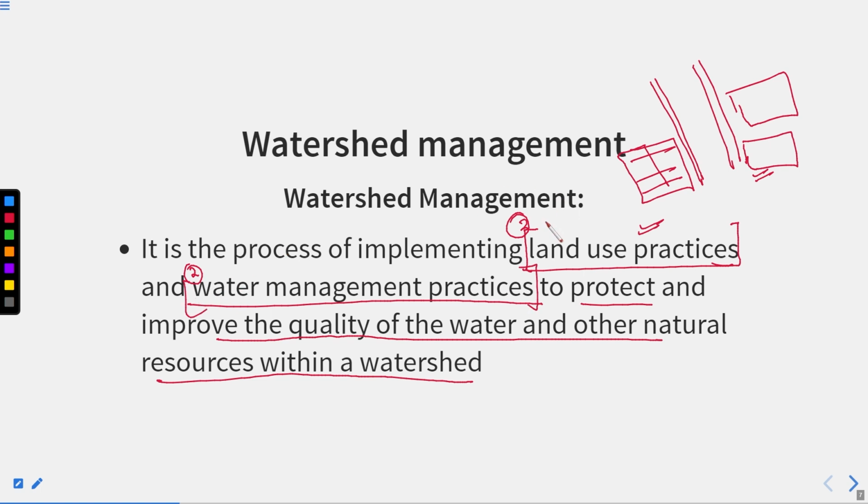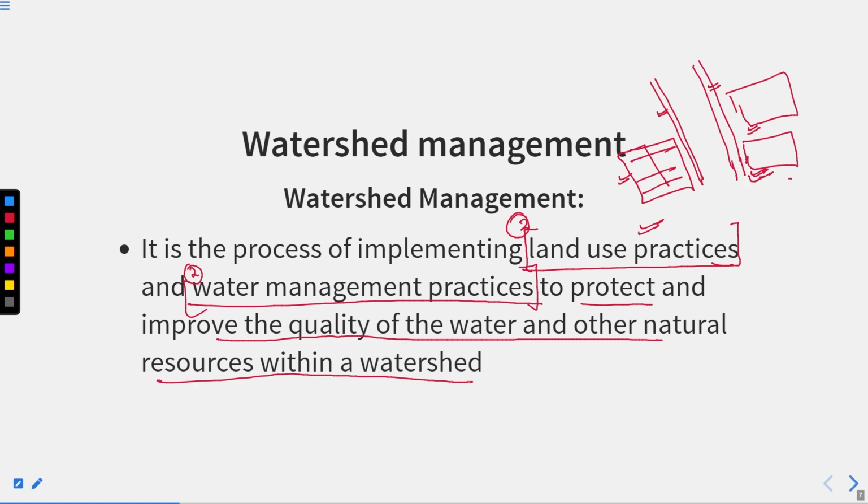First thing, the land use practices, how you are utilizing your land for the urban basis, for the agricultural land, for the forest area management, for the green belt, and like this many other practices we do for the land use practices, right? And in doing so, if we are using the catchment area, then we are not following the water management practices, right?